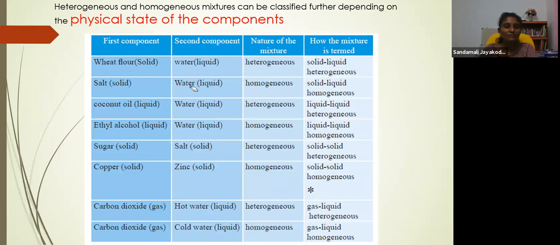And then salt and water. When we dissolve some salt in water, it is true that salt is solid and water is liquid, but they are homogeneous. Solid, liquid, homogeneous mixtures. That is the difference there. Both contain solids and liquids, but one is a heterogeneous mixture, the other one is a homogeneous mixture.